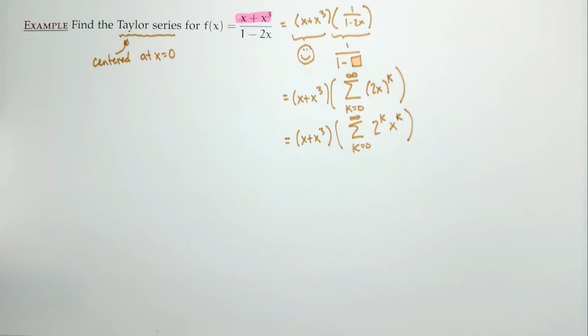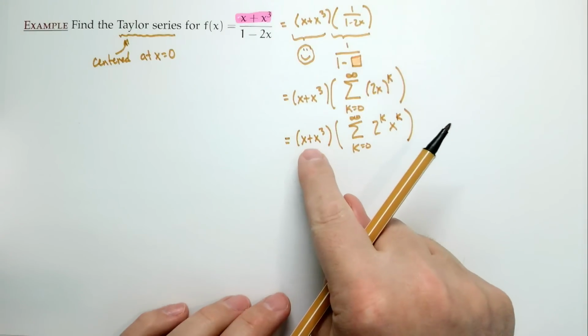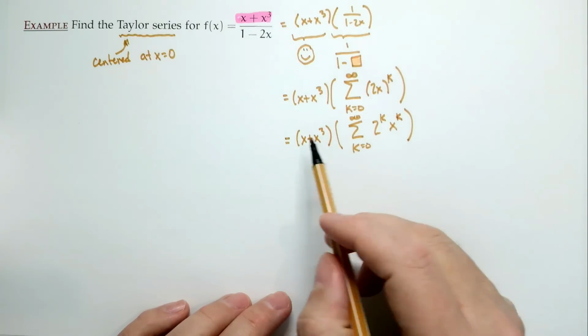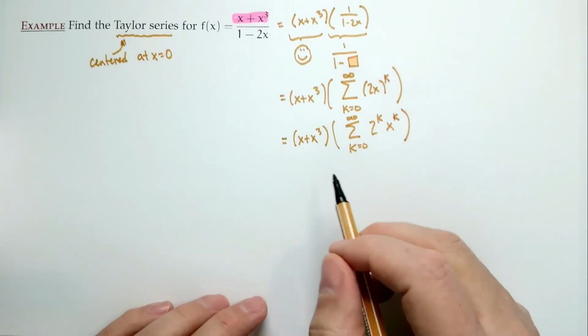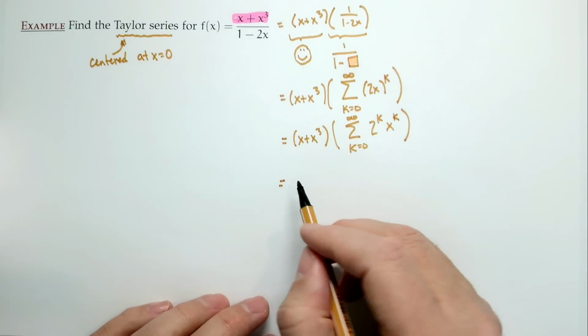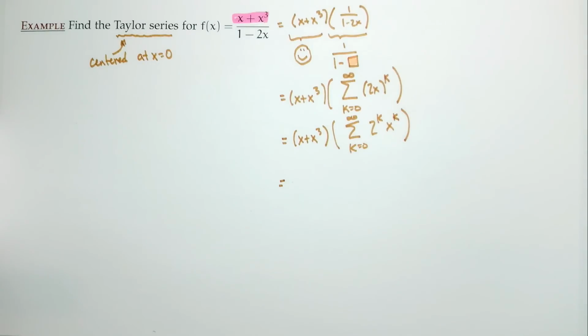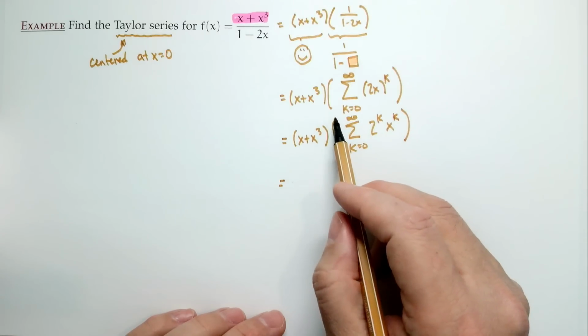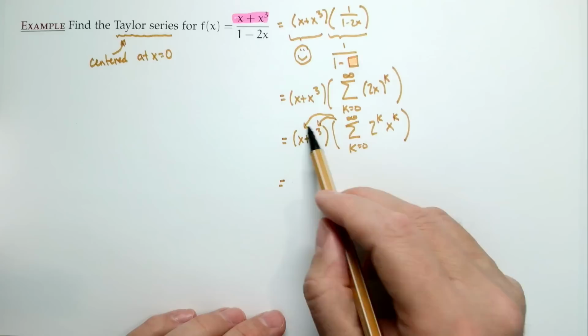What's my goal? My goal is to get it down to a single series. I don't want to have any x terms times the series here. So I want to bring it in, but I want to be careful how I do it, because the real goal at the end of the day is I want to group things by powers of k. So I want to have all the powers of k grouped together. So I'm going to do some distribution here. So I'm going to multiply through.